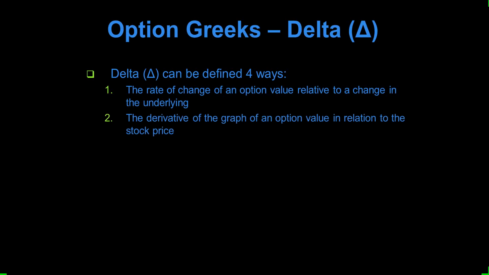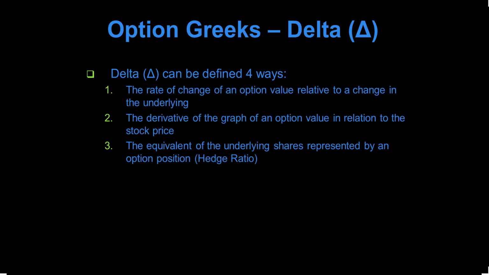The second definition is a derivative of the graph of an option value in relation to the stock price. Now, you're probably going, what? Don't worry about that. All that really is talking about is that delta is not a finite number. It changes constantly depending on the movement of the underlying. And depending on where that underlying is located, the change in delta can be dramatic or it can be small, okay? And you'll see that in a minute.